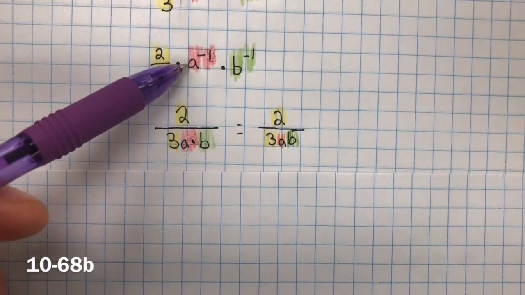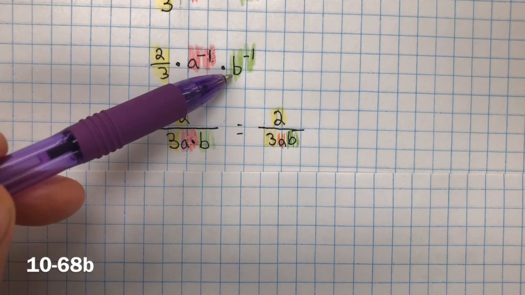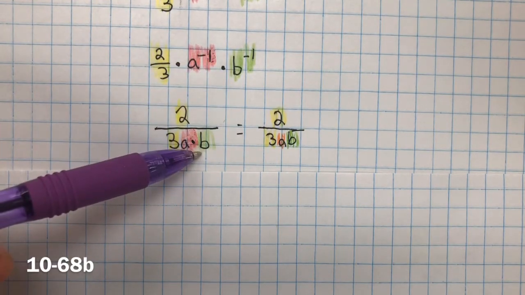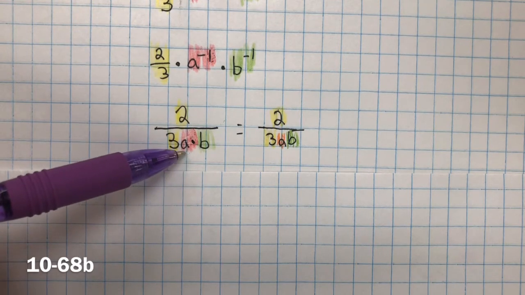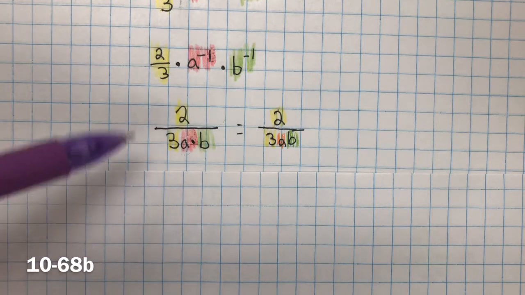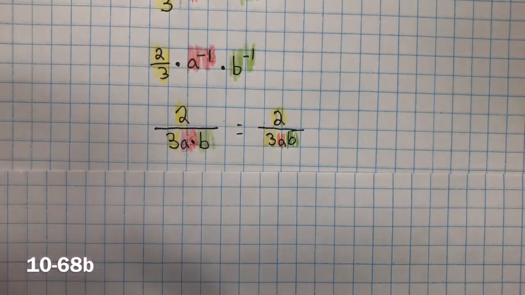Now we take the reciprocal of a to the first. Since it's in the numerator, it's going to go down to the denominator. And b to the -1st, it's also in the numerator, it's going to go down to the denominator. If the negative exponent was in the denominator, it would go to the numerator. So now we have 2 over 3ab.